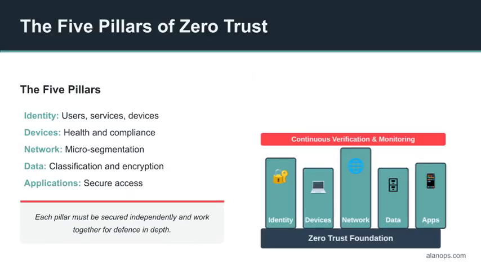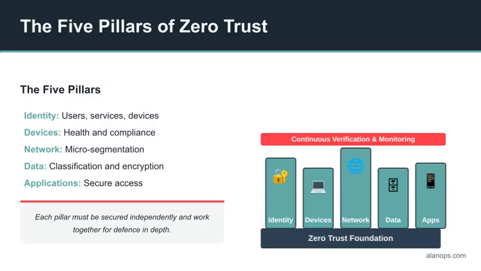These principles guide everything in zero trust. Now, how do we actually implement this? Through the 5 pillars that work together. Think of these as architectural pillars holding up your security foundation. Identity. This is your first pillar, and arguably the most important. Users, services, devices. Identity becomes your security perimeter.